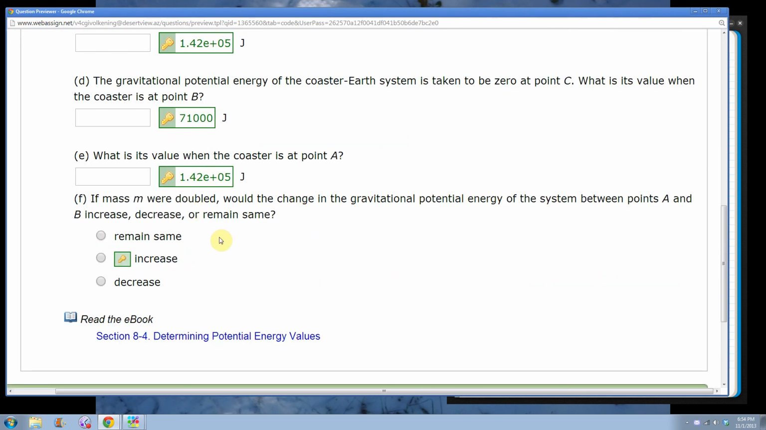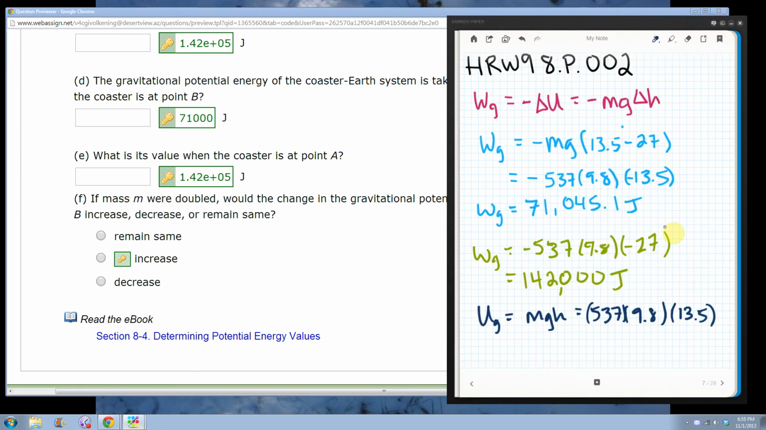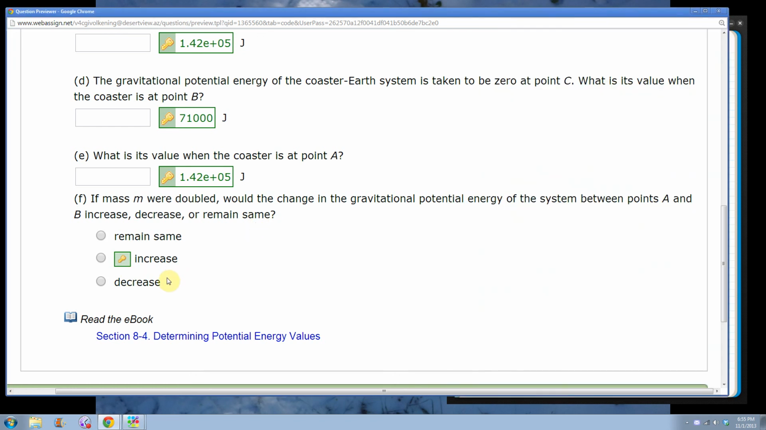Now, if mass were doubled, would the change in the gravitational potential energy of the system between points A and B increase, decrease, or remain the same? Okay. Well, if mass is doubled, when I go look at my equation, mgh. Well, if I double m, then I double the whole thing. So it would also double. So increase is the correct answer.